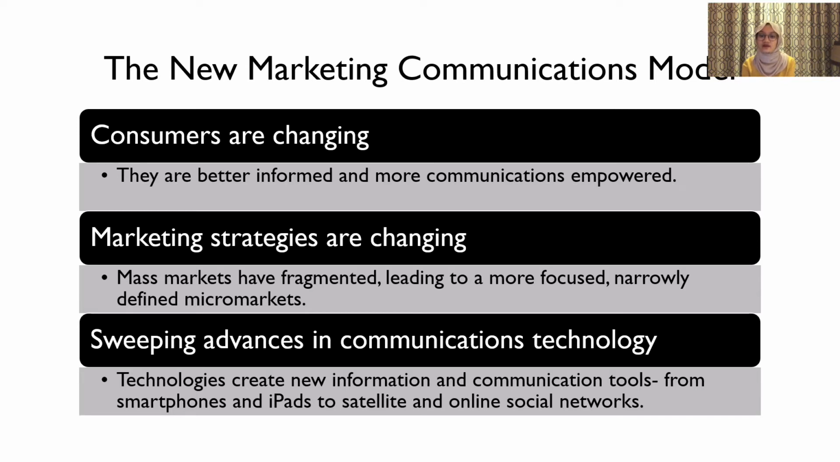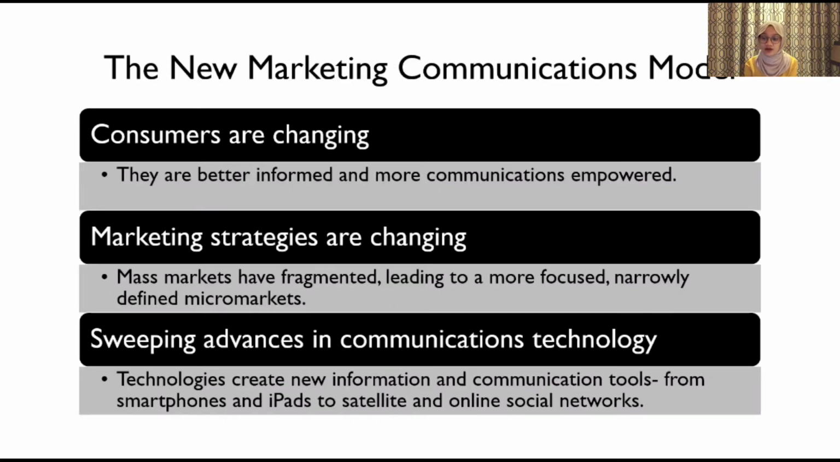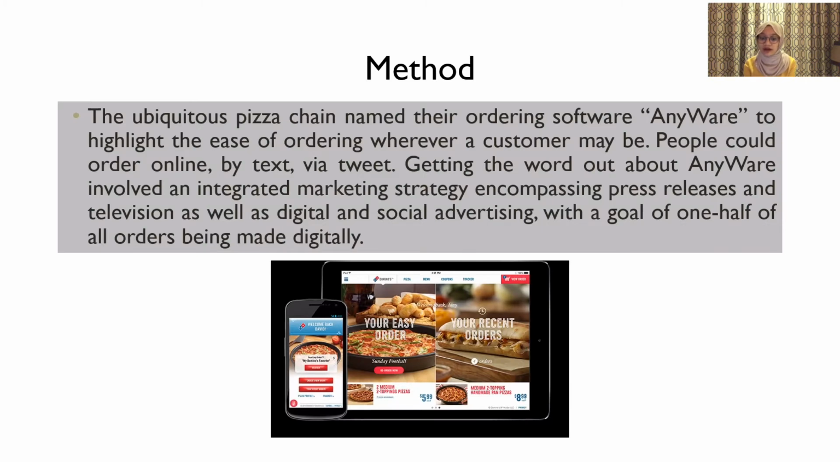The pizza chain named their ordering software Anywhere, to highlight the ease of ordering, where customers can order from anywhere and anytime. The order can be placed online, by text, and maybe a tweet from Twitter. Getting the word out about Anywhere involved an integrated marketing strategy, which encompasses press releases and television as well. It has digital and social advertising, with only one goal, which is for one half of the orders to be made digitally.